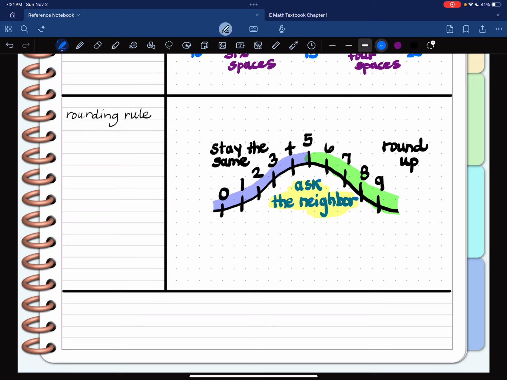I want us to do a practice question. I want us to round, and I don't know why I'm doing that. This is a sentence, so it needs to start with a capital letter. Round 169 to the nearest 100.